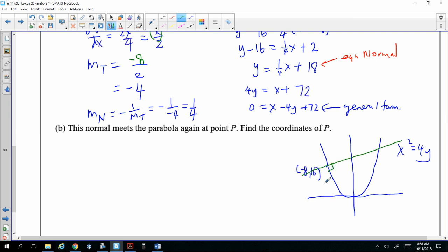And then what that says is that the normal meets the parabola again at P. So we want to find out what P is. That's what we're trying to do. So to do that, since we have the equation of the normal, we just have to solve simultaneously with the equation of the parabola. And there you go, okay? Solve simultaneously.